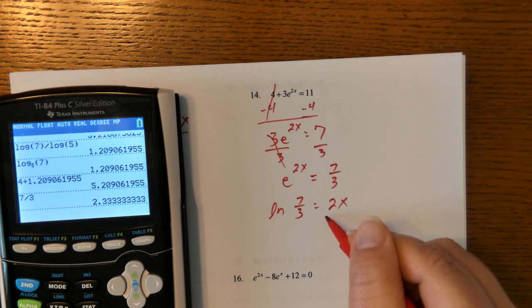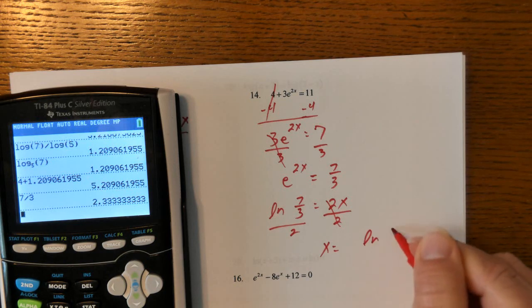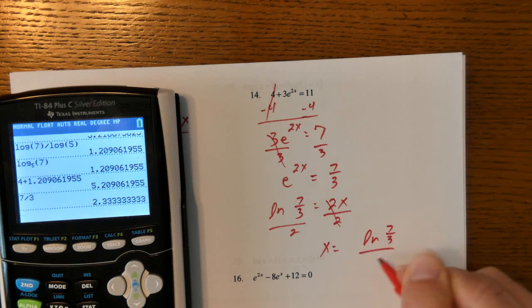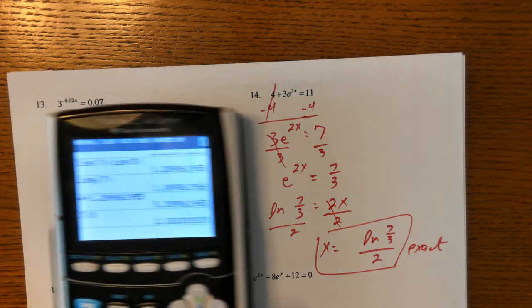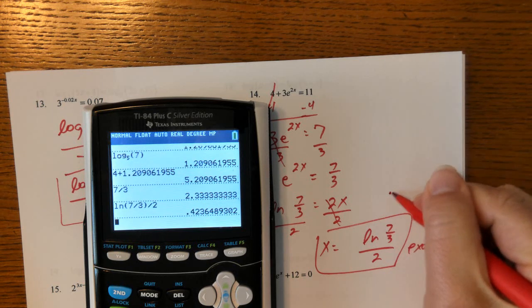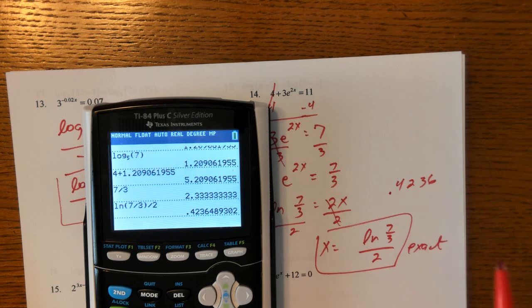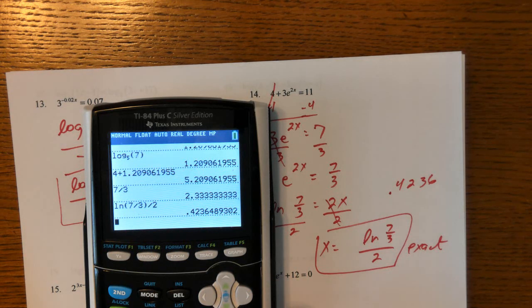And then to get x by itself, we divide by 2. So my exact answer is ln of 7/3 divided by 2. That's exact. Now your decimal approximation will be ln of 7/3 divided by 2, so 0.4236. Make sure you close the parentheses around that 7/3 before you hit divided by 2. That closed parenthesis is closing your argument. It's telling you to do the ln of 7/3 first, and then the result gets divided by 2. So that's our decimal right there.